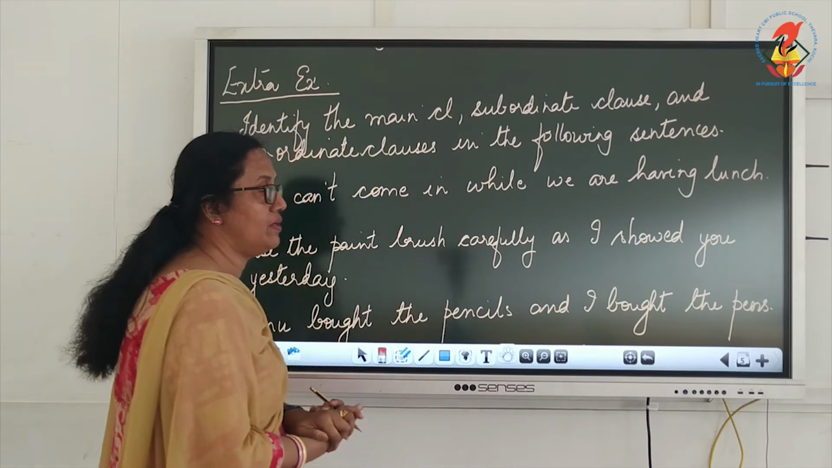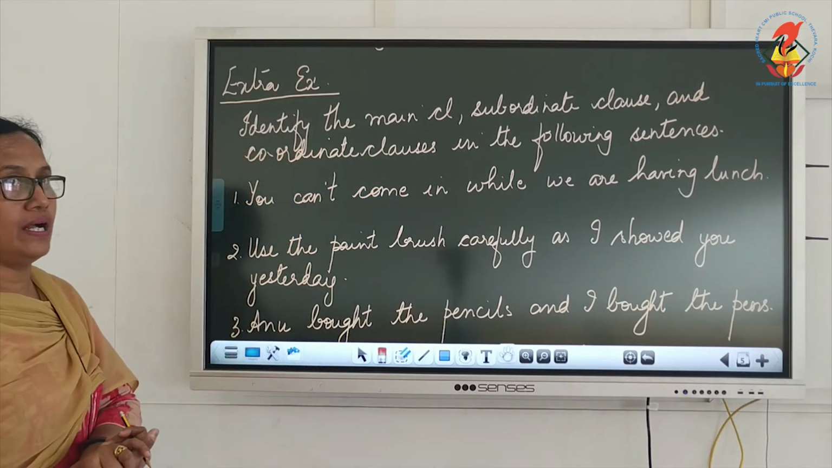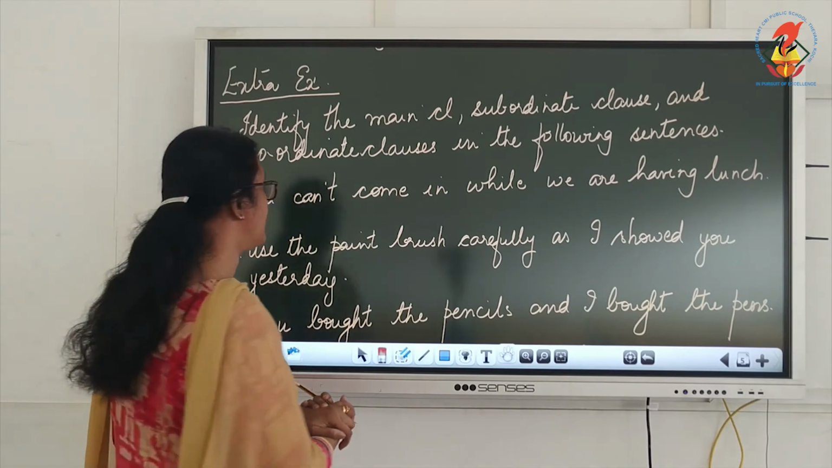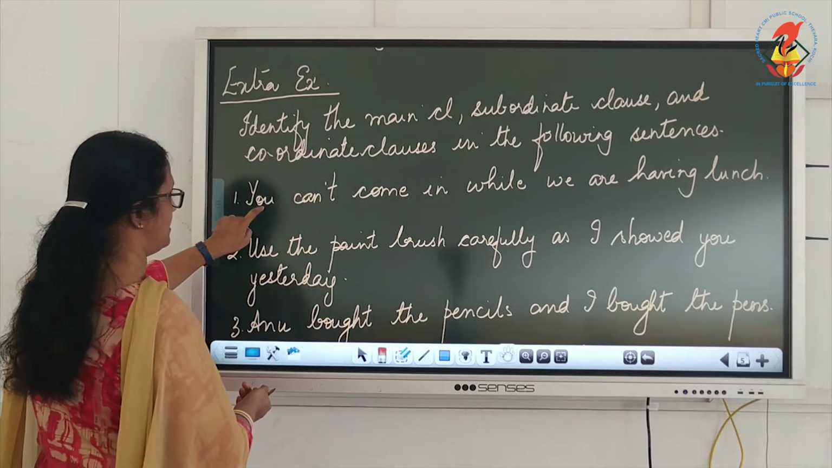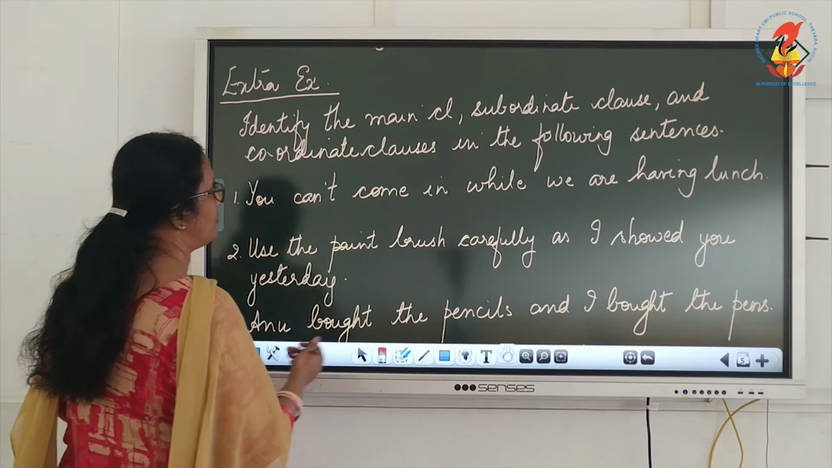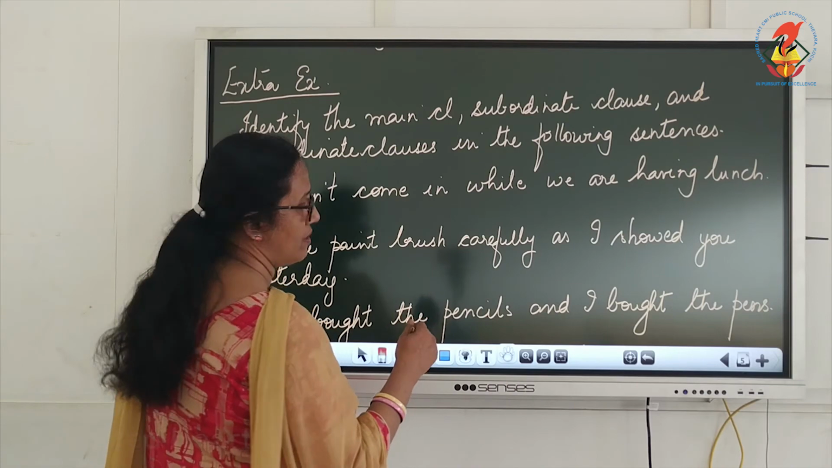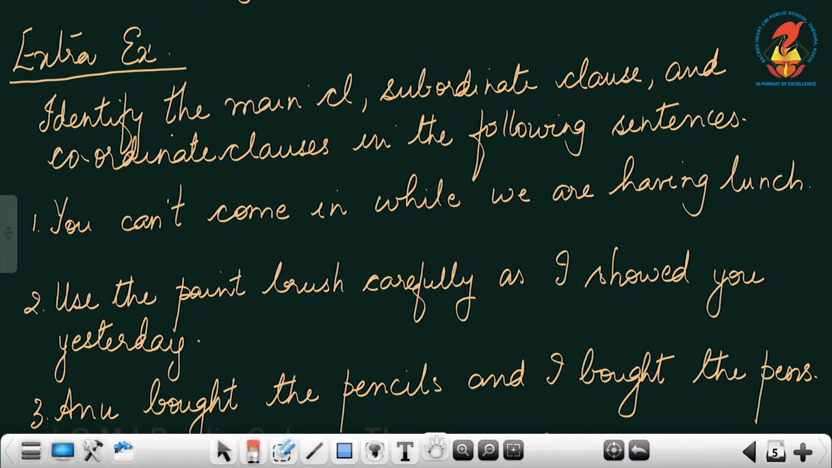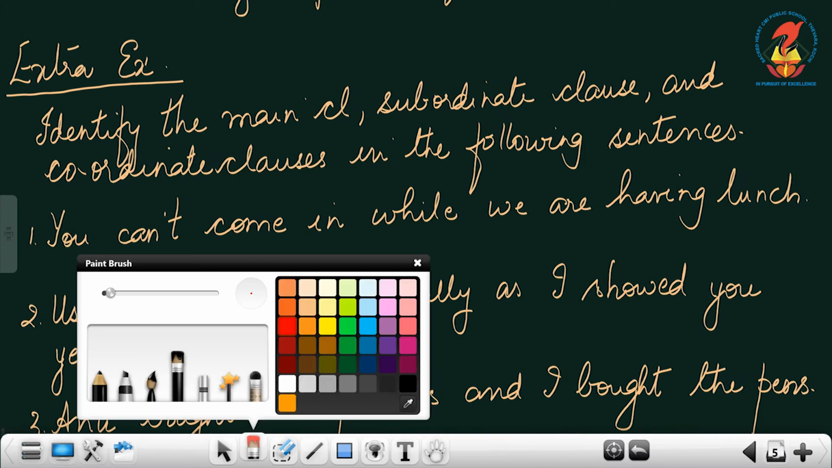Now children, when you are underlining, especially when you are underlining, you have to be extra careful. So I would suggest that after each sentence you leave at least two or three lines. Then when you are writing your answers, you can write it like this: you can't come in, you can't come in while we are having lunch. So now here, when you want, you can write here what could be the type of answer this is.